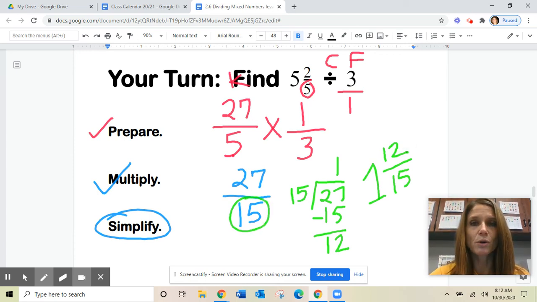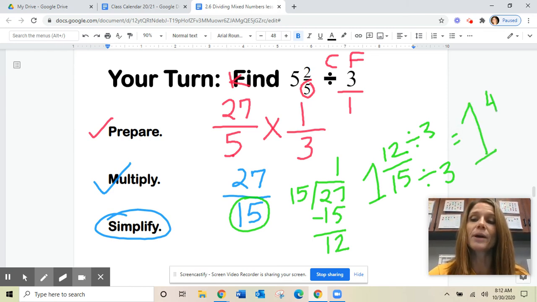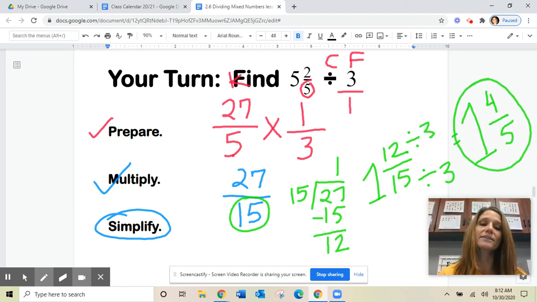But I also see that 12 and 15 have a common factor of 3. Did you see that they had a common factor? So I really end up with 1 whole. And a simpler way of talking about 12/15 is 4/5. So 1 4/5. Check to see if you simplified both ways correctly.